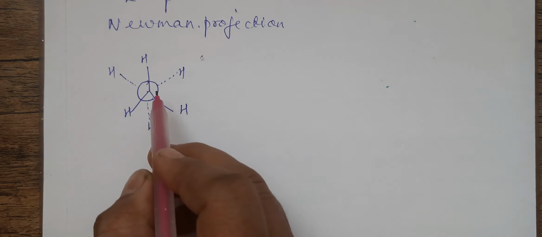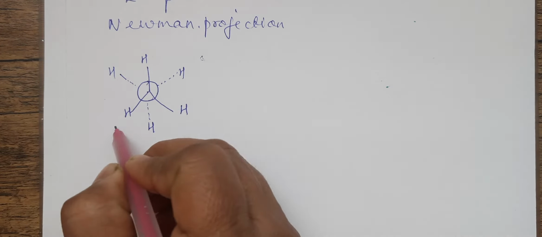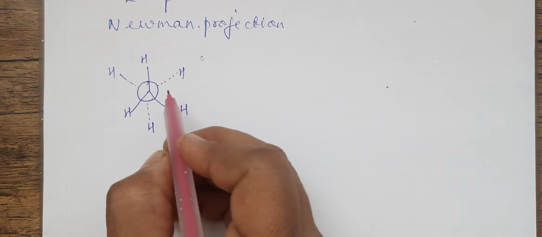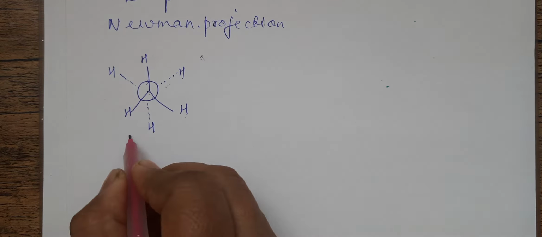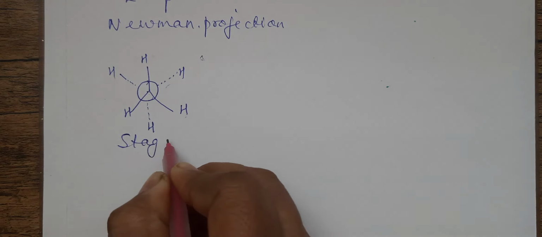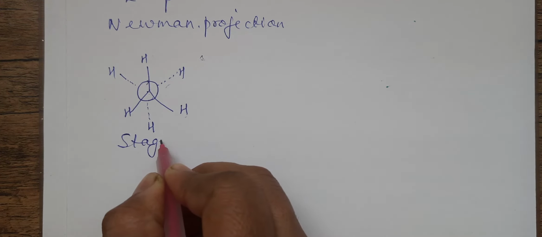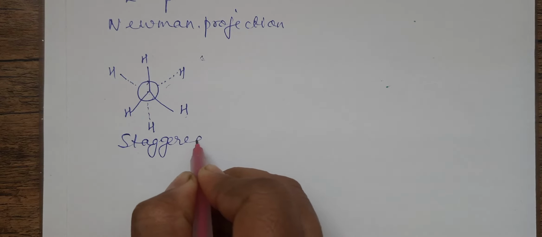Okay, now again you can see from this angle, if I'm viewing, I am able to see all the hydrogen atoms of the front side carbon and the back side, and they are as far apart as possible. So this is called the staggered conformation. Okay, this is the staggered conformation.